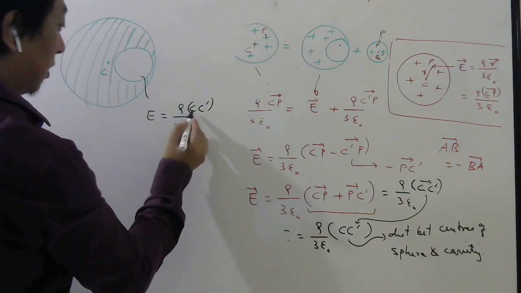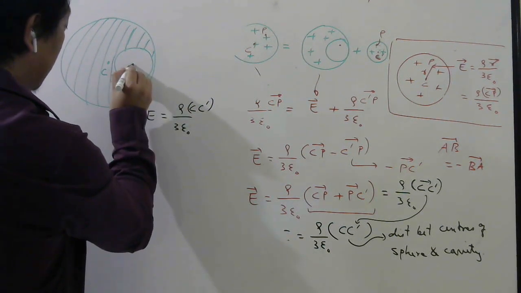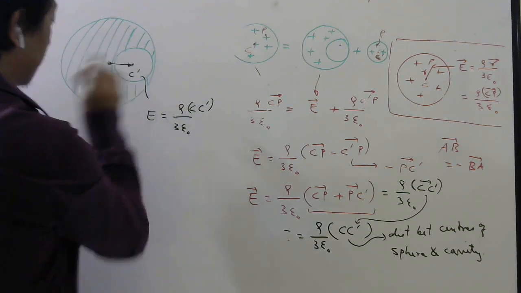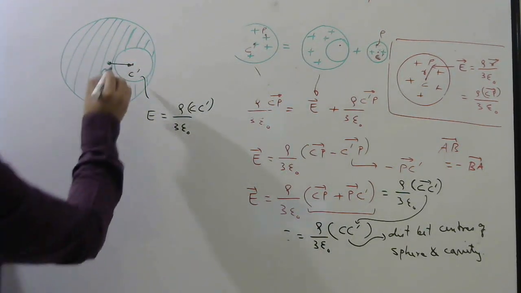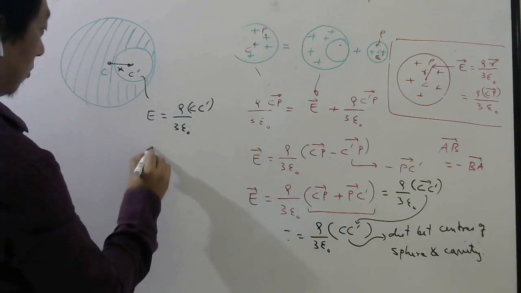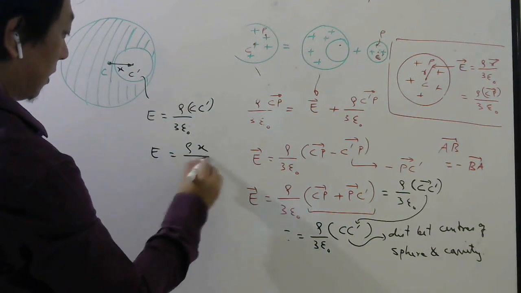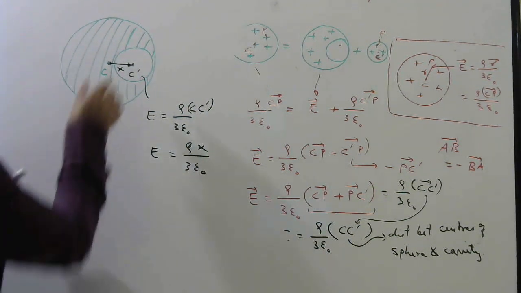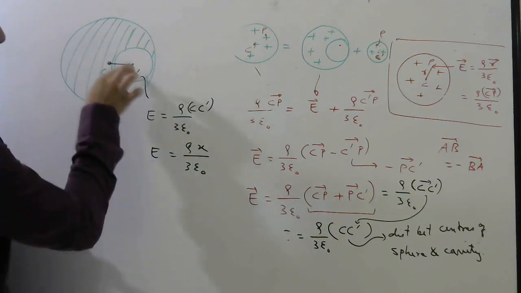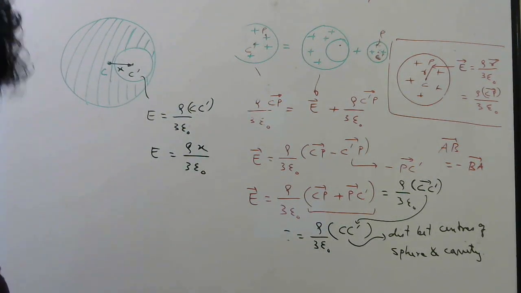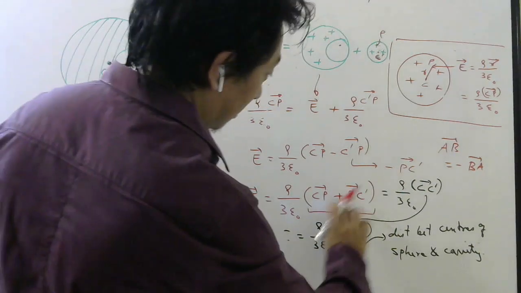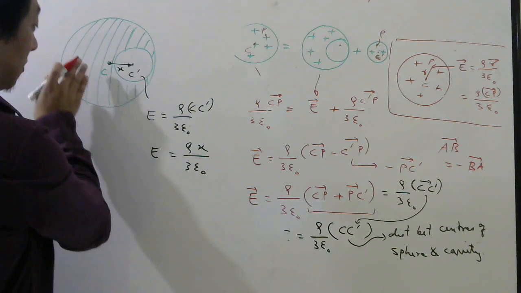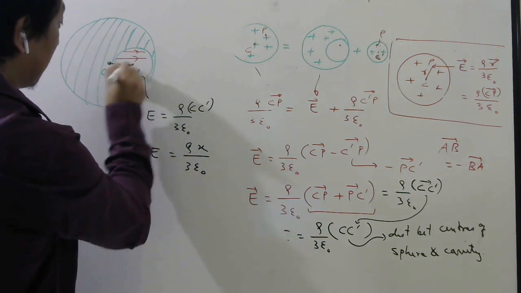And what is the meaning of CC dash? If the center of the cavity is here, it will be this distance. Say that distance is x, then you can write rho x by 3 epsilon naught. That is the formula. X is the distance between the center of the sphere and the center of the cavity. And the direction of the electric field will be in the direction of C to C dash, so everywhere the electric field will be like this.